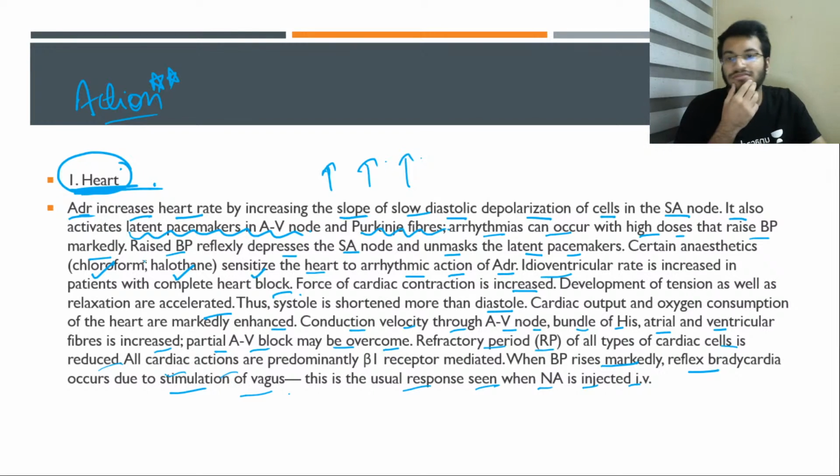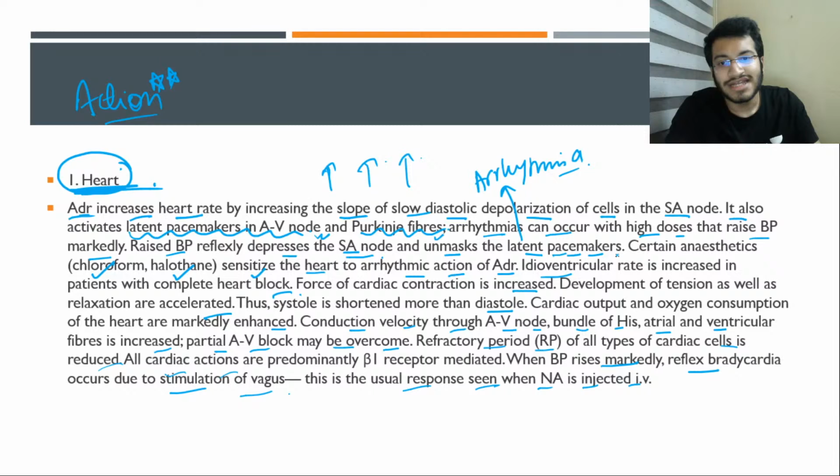Right. So, adrenaline increases the heart rate by increasing the slope of the slow diastolic depolarization of the cells in the SA node. And it also activates the latent pacemakers in the AV node, Purkinje fiber. So, thus it can cause arrhythmia, but only at higher doses. Right. And the raised BP reflexly depresses the SA node and unmasks the latent pacemaker. So this is another reason of causing arrhythmia, right?